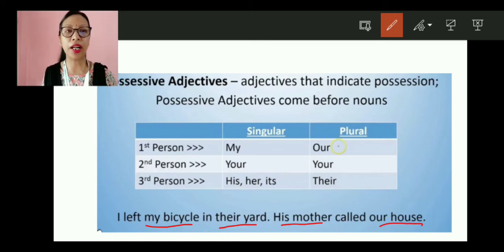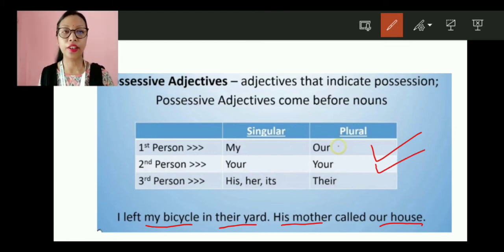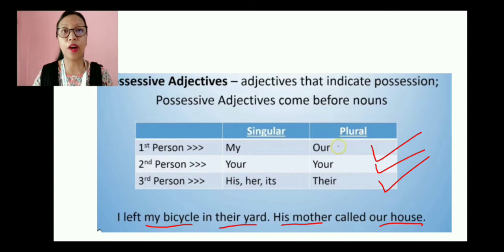So my is used for singular. His is used for singular. Now their is used for whom? It is for plural, and our also is used for plural. As you can see here, the first person my will become our in plural, second person your will become yours in plural, your only, then third person his, her, its, will become their. So these are the things, how it changes from singular to plural.